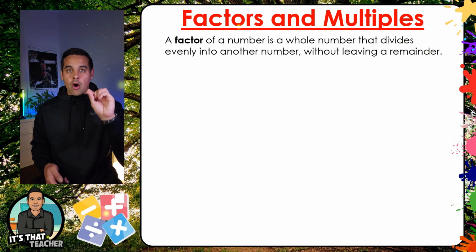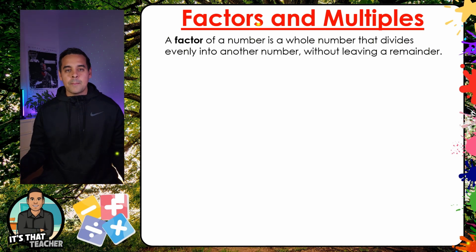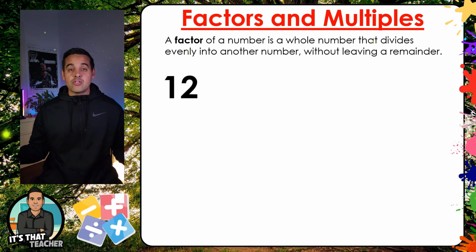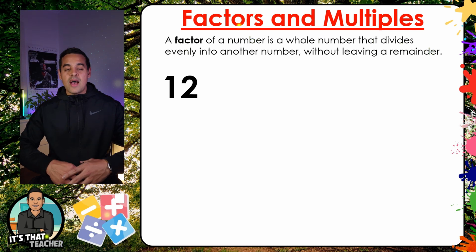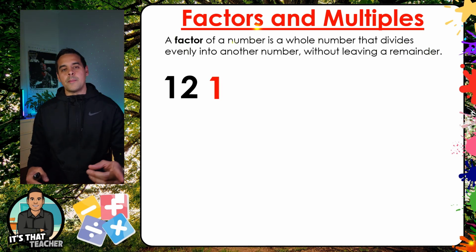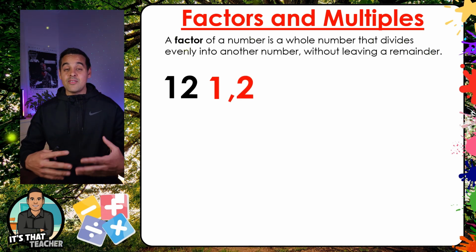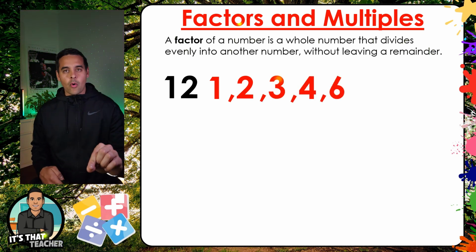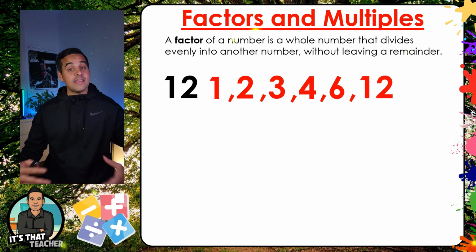So a factor of a number is a whole number that divides evenly into another number without any remainders. So I'm going to show you exactly what that means here using the number 12. We need to think, what numbers can 12 be divided by that will have no remainders? The first one, every number can be divided by 1, of course. The second number is 2. So 12 can be divided evenly by 2. 12 can also be divided evenly by 3, 4, 6, and 12 itself. So the number can always be divided by itself.